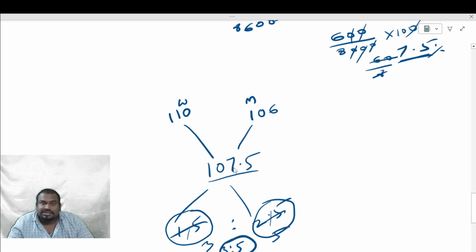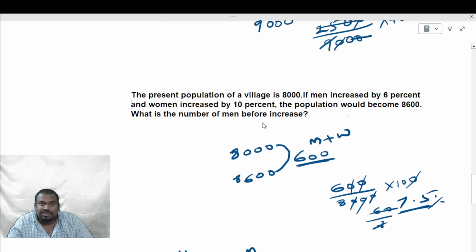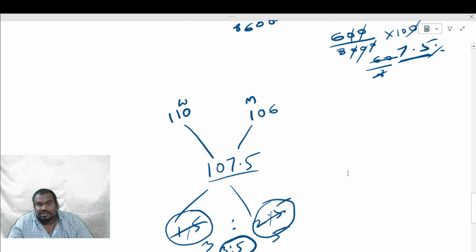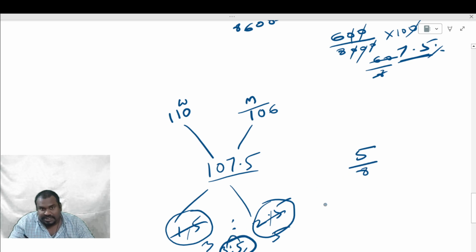But what is he asking? Before the increment, what is the population? What is the number of men before the increase? He is not asking the percentage, he is asking the number. So here, this is for men. Men is 5 parts before and women is 3 parts before, and after the increment it became 106%. Now we need only men out of 8. Out of 8 parts, 5 plus 3, men are 5 parts and women are 3 parts.